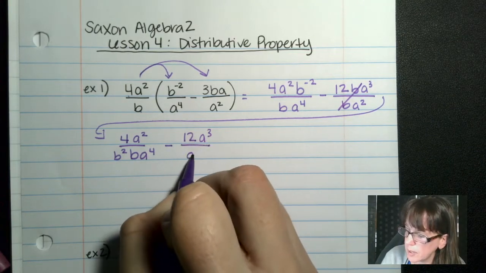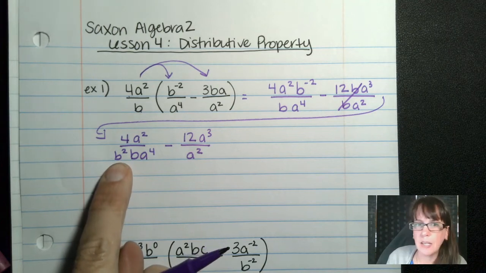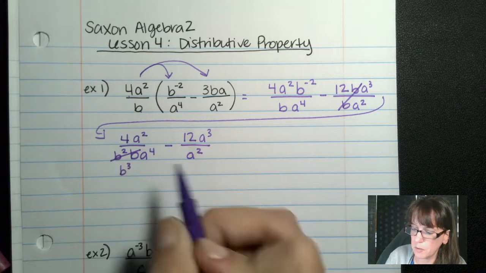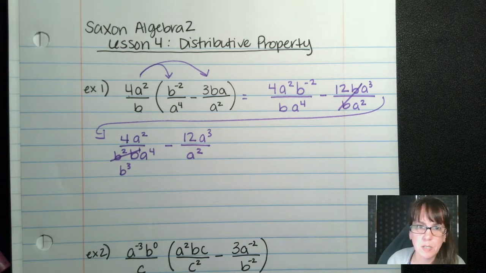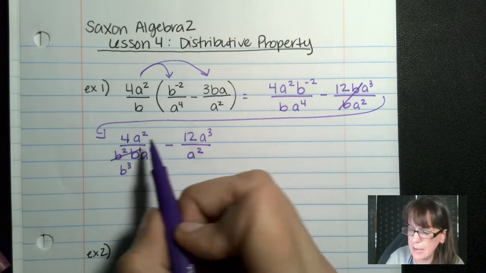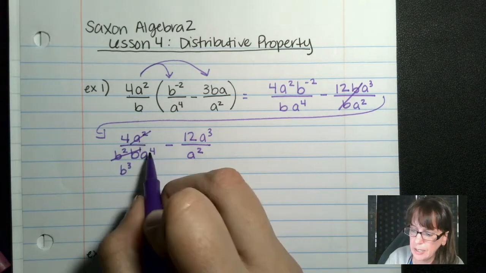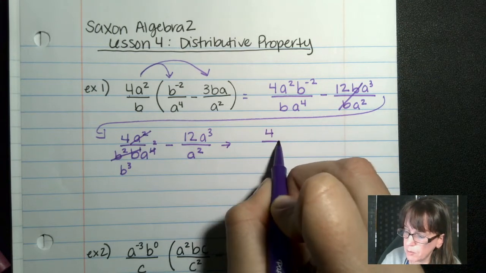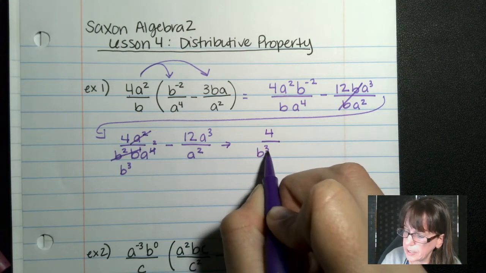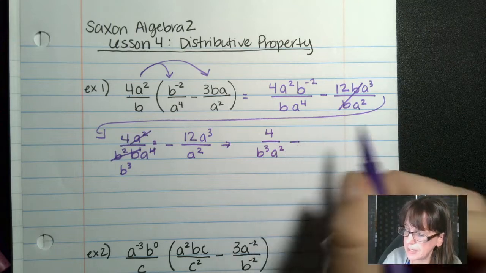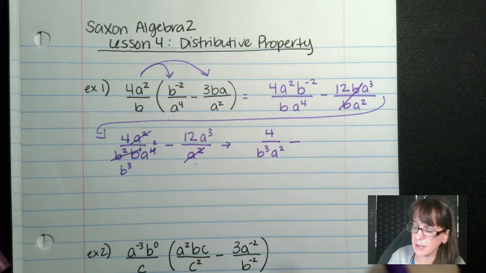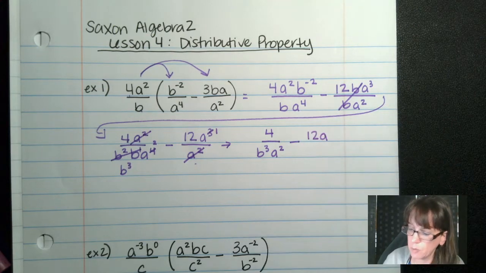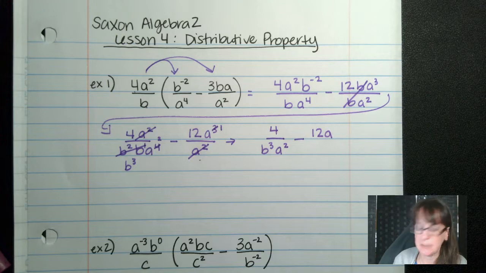12a cubed over a squared. Okay, so over here, we can get rid of these guys and call this b to the 3rd, because remember, if no exponent's shown, there's a 1. So b squared times b1 gives us b to the 3rd. And then here, we can get rid of two of those a's, which leaves us with just 2 a's here. So this becomes 4 over b cubed a squared, minus, now over here I can get rid of these 2 a's, and that leaves me with just 1a up here. It's minus 12a over 1, so we'll just leave it as 12a like that.